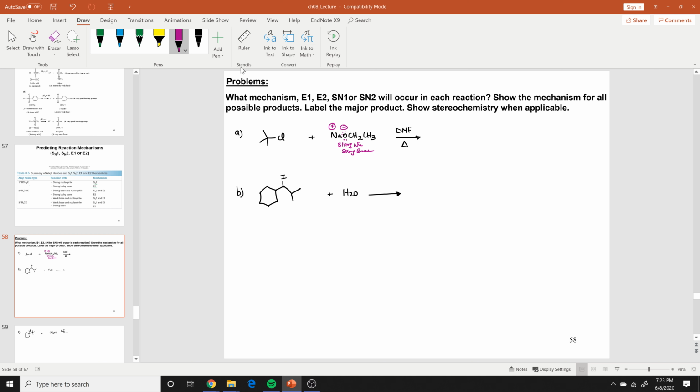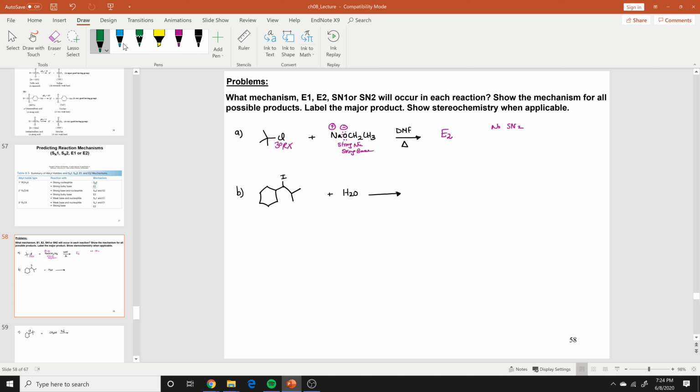So if it is both, then since it's strong, I can have either SN2 or I can have E2. But then I need to look at the alkyl halide and see if substitution is possible. This is a tertiary alkyl halide. SN2 cannot happen with tertiary alkyl halides. So my major product is going to be the E2 product. Okay, there will be no SN2. So let's write the mechanism of the reaction in this case.